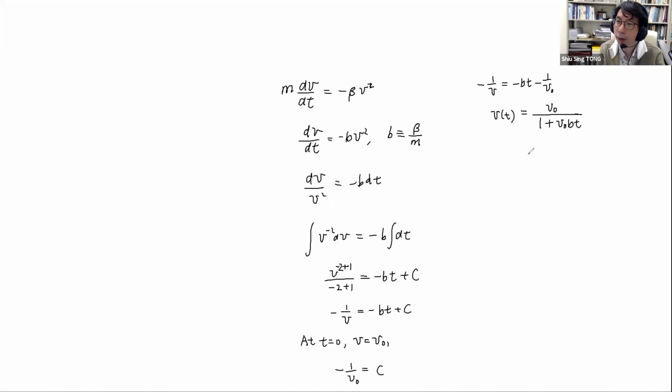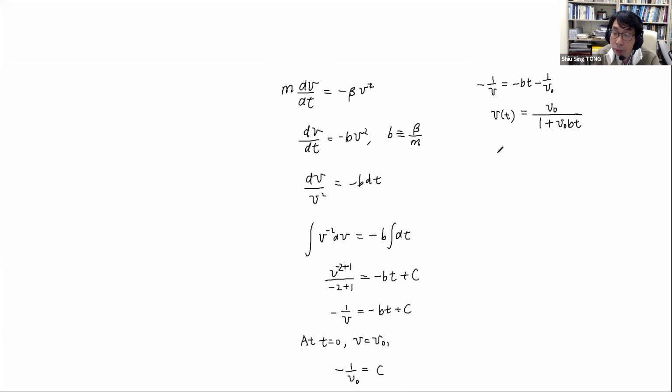Now you see this solution makes sense because initially you have velocity v naught, right? When t is 0, obviously you have the initial velocity v naught, and as time goes on, t is getting bigger, and so v naught is divided by a number that is larger than 1, and so the velocity will decrease. Now, how would you define the time scale here?